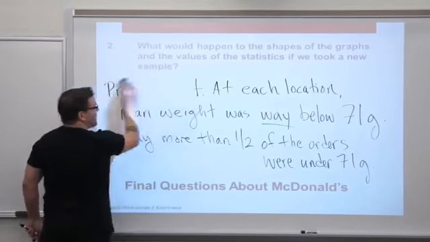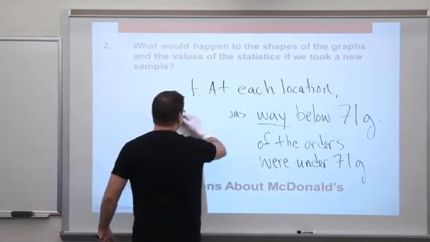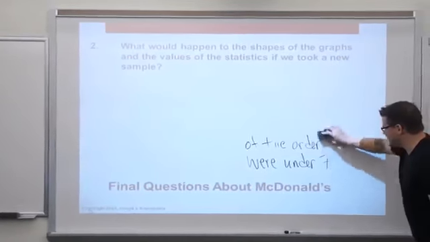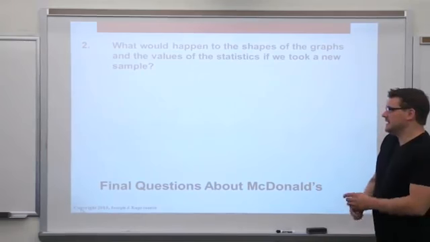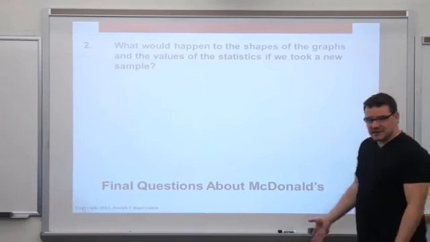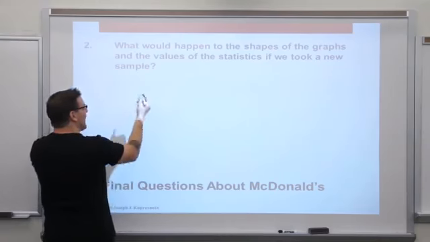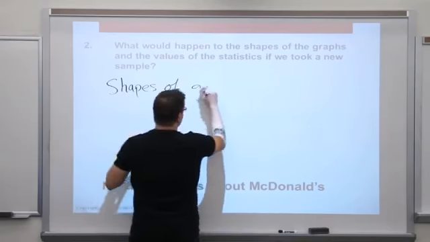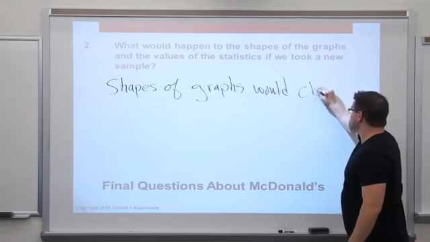What would happen to the shapes of the graphs and the values of all those statistics if we took a new sample? So think about this, students. When I collect data, I get a data set, right? I get a bunch of values depending on which orders of fries were purchased. I can tally them up, I can make graphs. If I threw all that data away and sent students back to McDonald's for a second go-around, what would happen? The shapes of the graphs would certainly change.